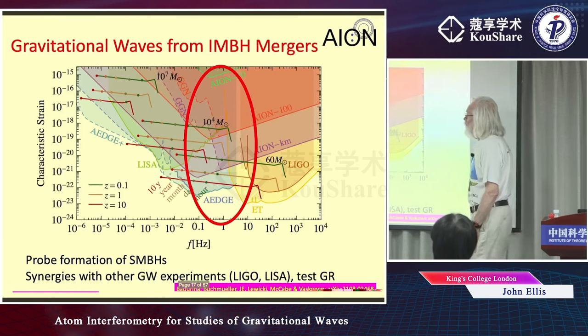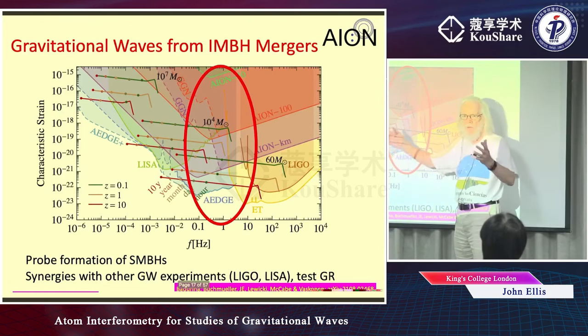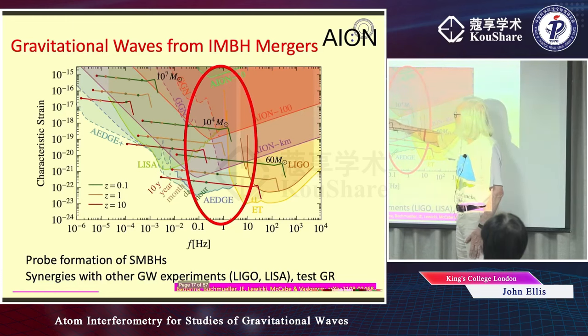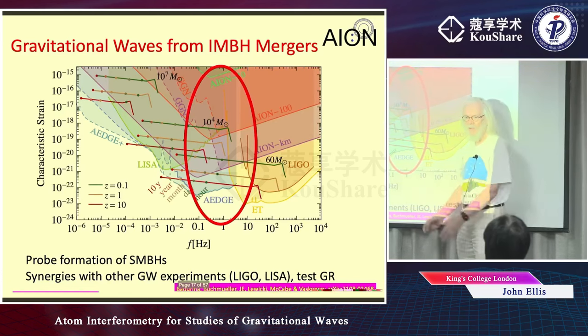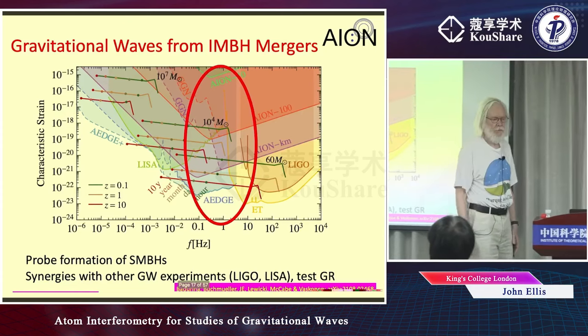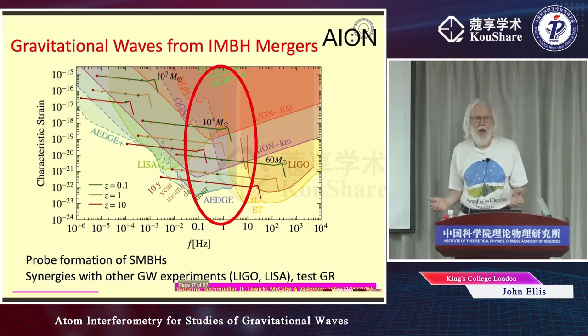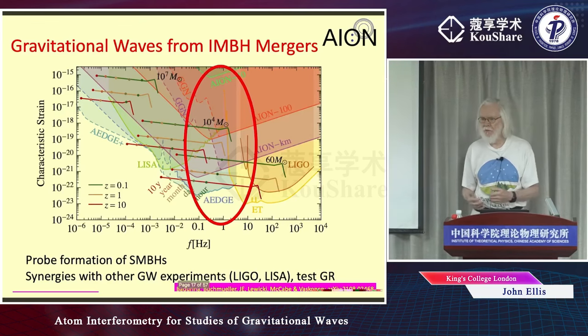Alternatively, LISA will eventually come online, and Taiji also, and they might observe the early infall stages of a merger that we would subsequently observe, and so they could also provide us with advance warning. So I think you can see the synergies between these atom interferometers and laser interferometers.